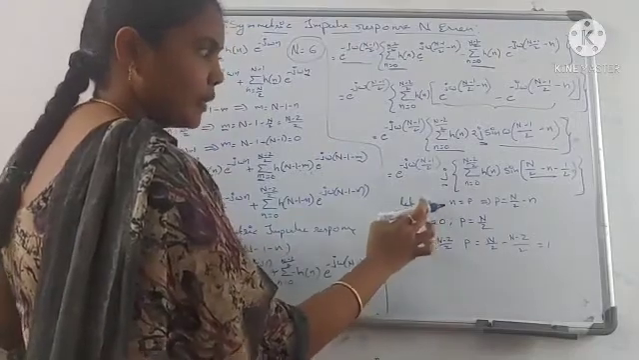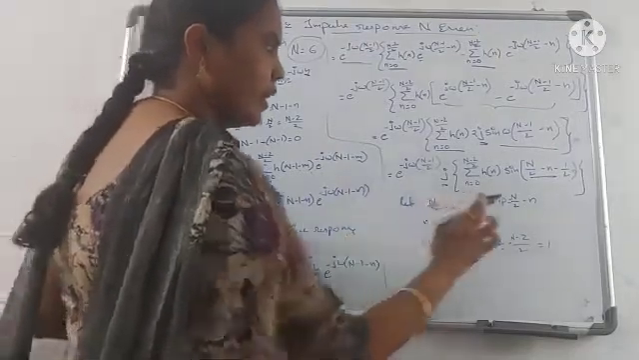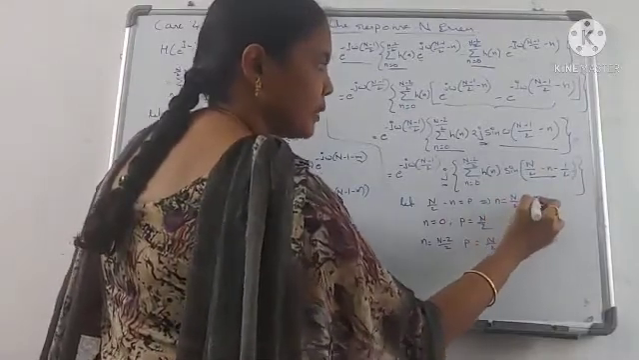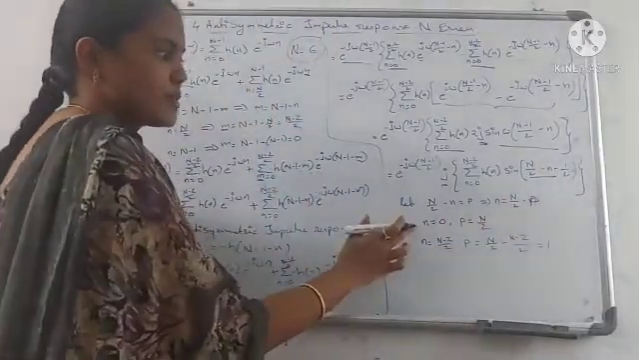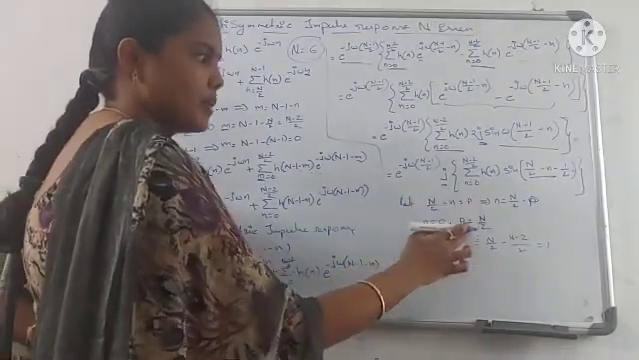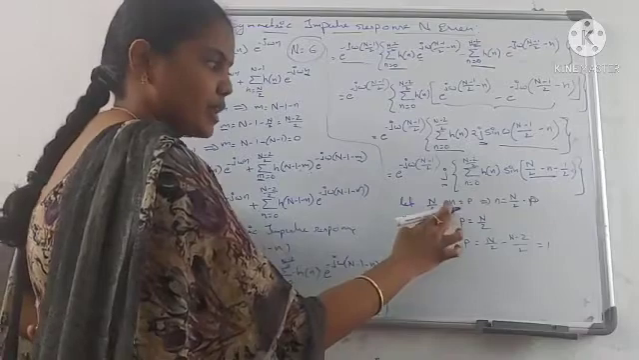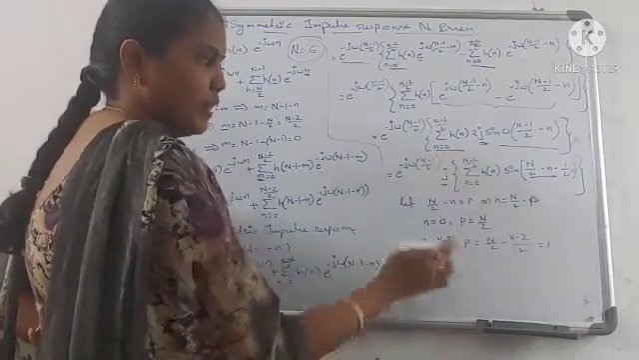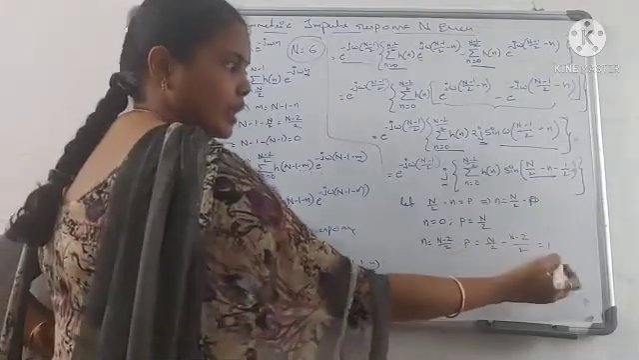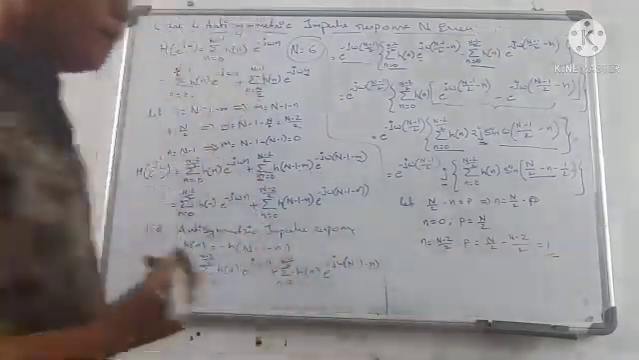Sorry, n by 2 minus n is equal to p. Then that implies n is equal to n by 2 minus p. So substitute n is equal to 0. Here substitute n is equal to 0. What is the p value? n by 2. Now substitute n is equal to n minus 2 by 2. What is the p value? n by 2 minus (n minus 2) by 2. You can get the value as 1.